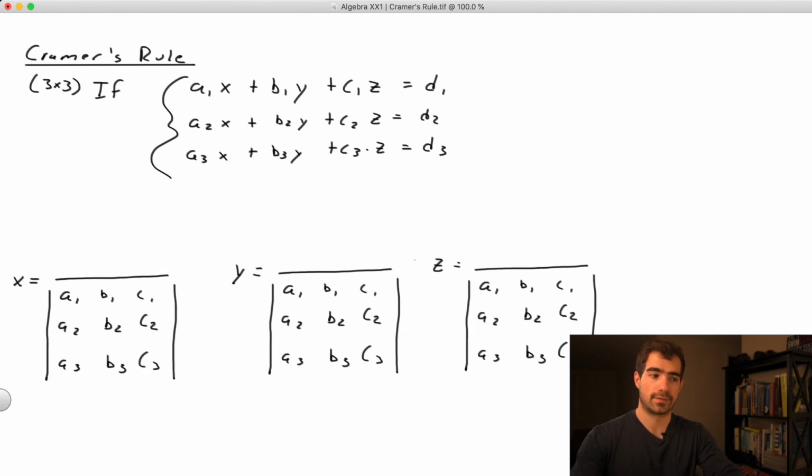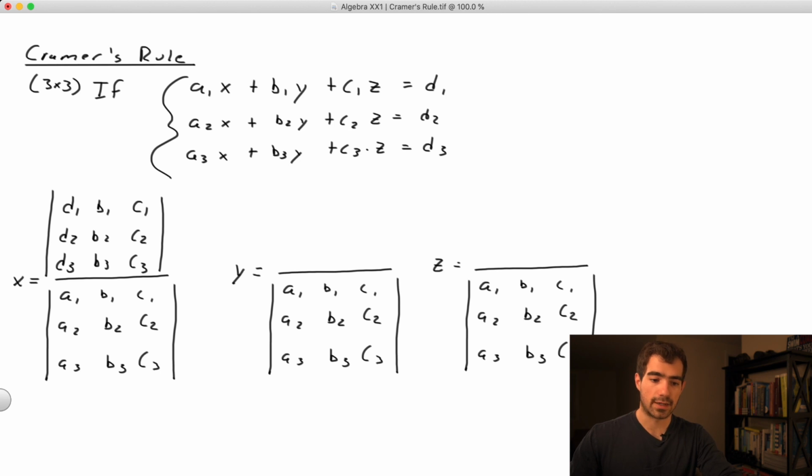Now the numerators will be a little bit different, but they'll follow that same pattern. In the case of x, instead of using the coefficients of x, that's where we'll plug in the d's, the constant terms. So here we'll list the first column as d1, d2, d3, and then use the coefficients of y and z. So b1, b2, and b3, and c1, c2, and c3. And the determinant of that matrix will be the numerator of our x value.